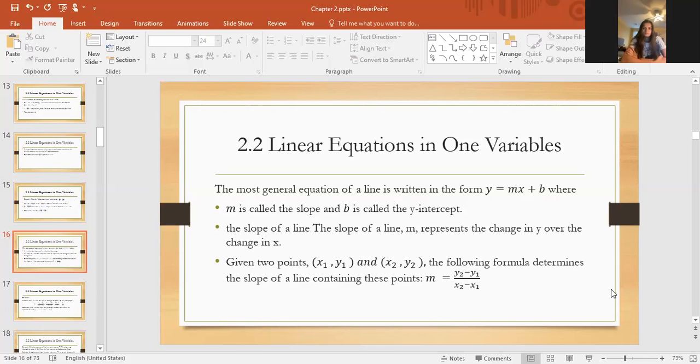So the most general expression of the equation of a line is y equals mx plus b. m is generally called the slope, and b is called the y-intercept. So what is actually the slope? The slope represents the number of changes in the y variable for each unit of change of the x variable. You can always find it by getting 2 points of the line. The slope is the difference between the y values divided by the difference of the x values.